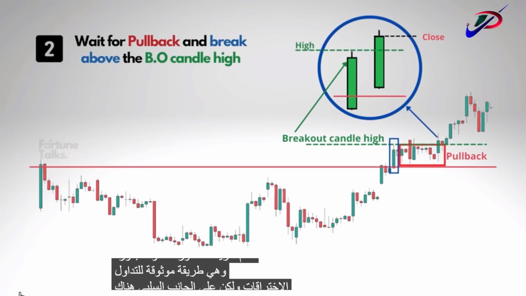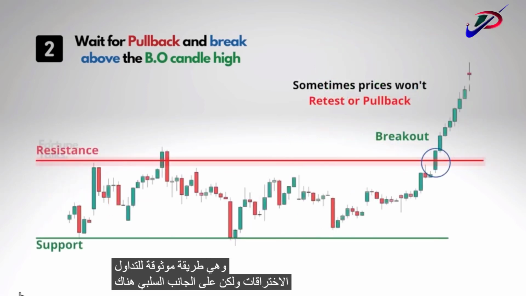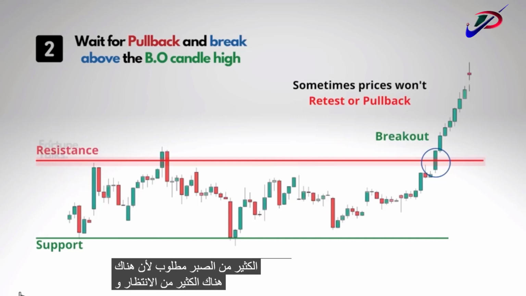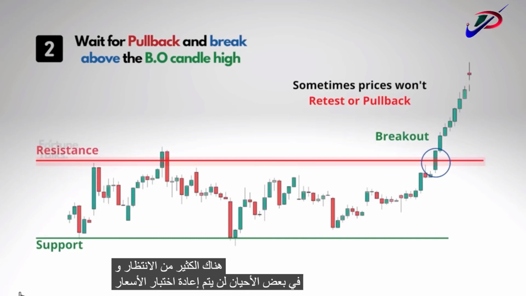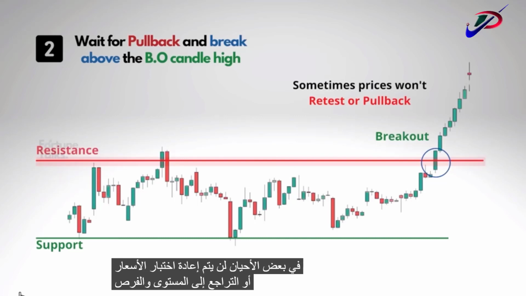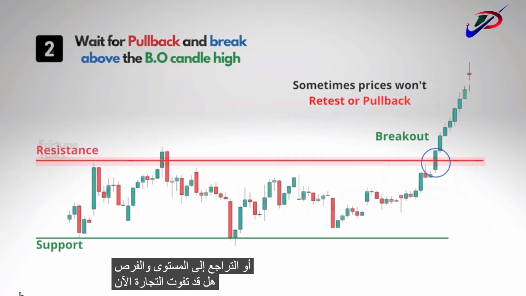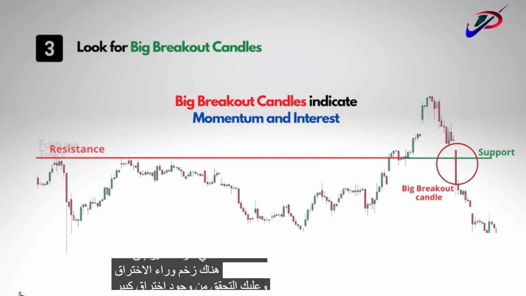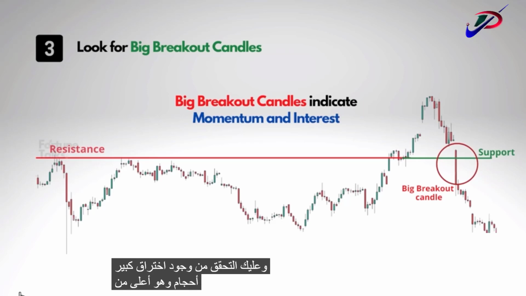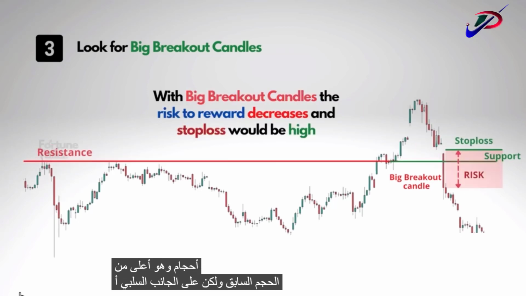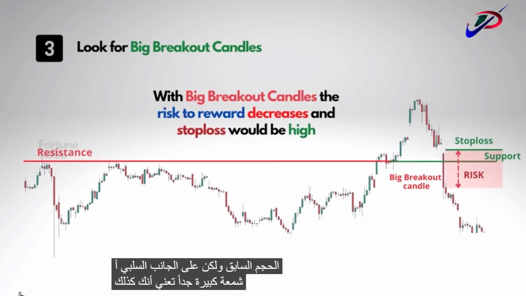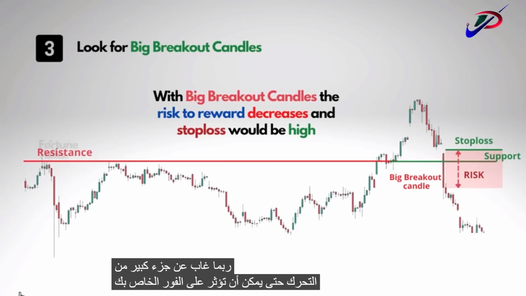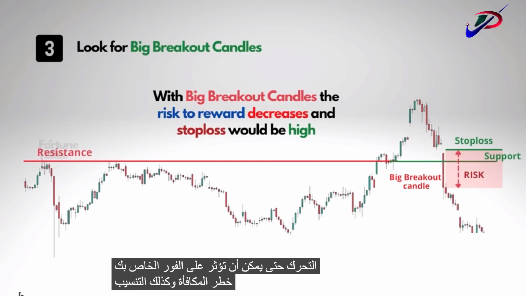to trade breakouts. But on the downside, there is a lot of patience required because there is a lot more waiting around, and sometimes the prices won't even retest or pull back to the level, and chances are you might miss the trade. Now the third point is to look for big candlesticks, which will indicate that there is momentum behind the breakout, and you have to check for large breakout volumes which is higher than the previous volume. But on the downside, a very large candle means that you have potentially missed a hefty part of the move. So it can right away affect your risk to reward as well as the placement of your stop losses.